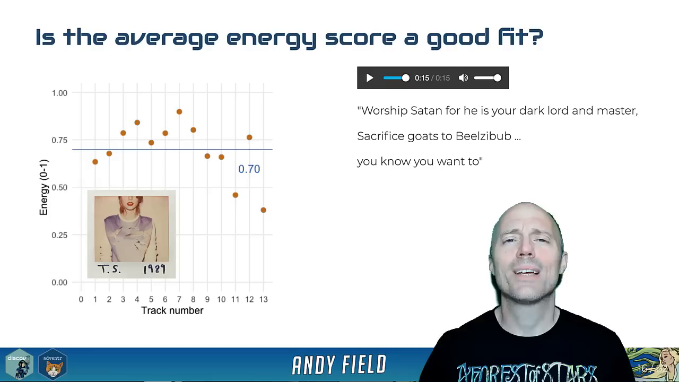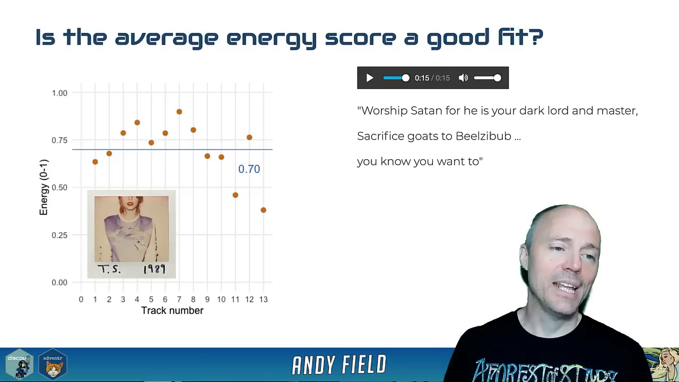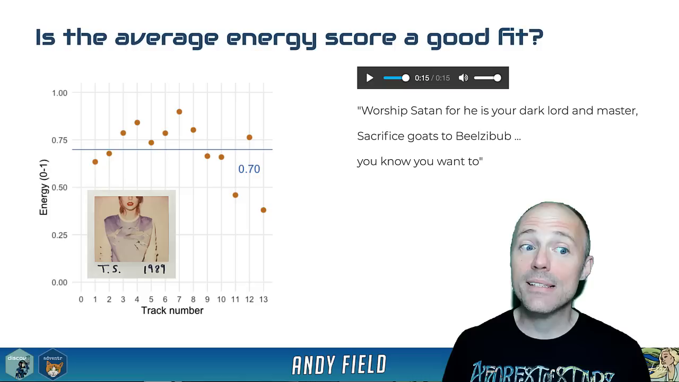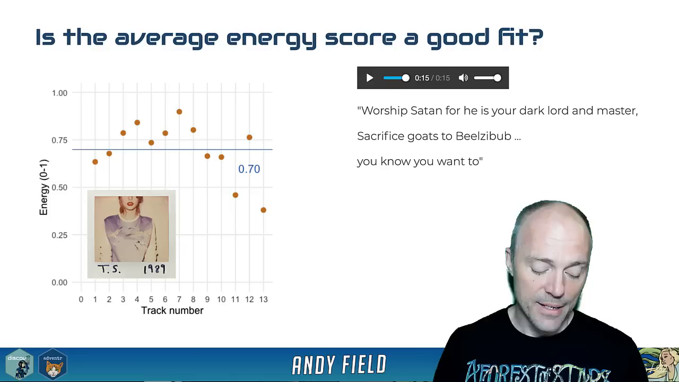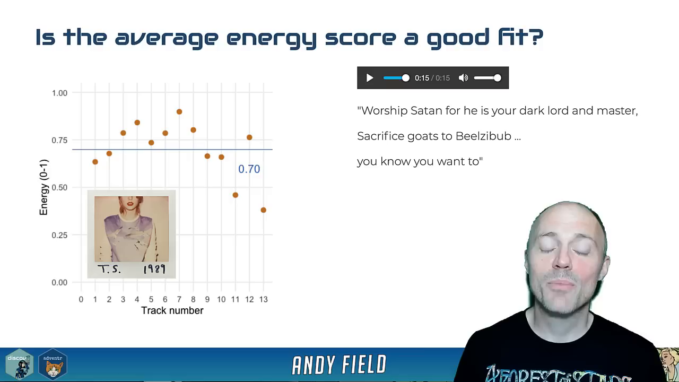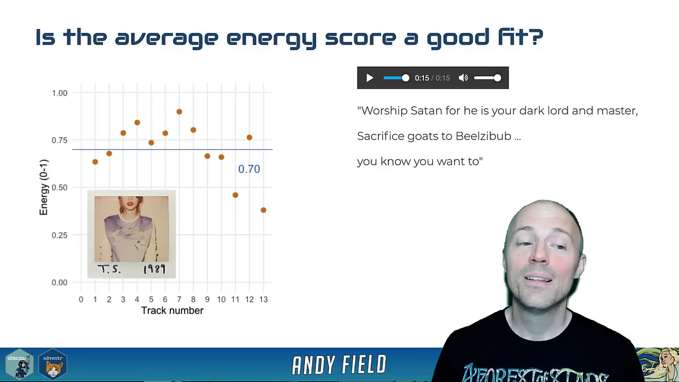Interesting. Anyway, here are the energy levels for each of the 13 tracks on Taylor Swift's album. And as you can see, the mean sits in the middle of them. The question we're interested in is, is the mean a good fit? You can see that for some scores, the mean is a very good fit. The dots are quite close to the line. But for other tracks, the mean is not a good fit. For example, for track 13, the mean very much overestimates the energy level.